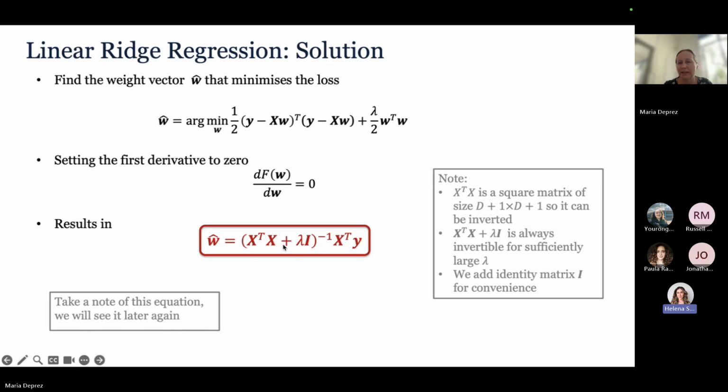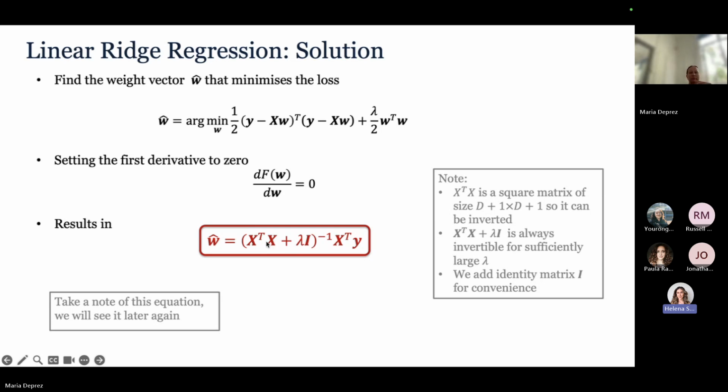So X transpose X will be D plus 1 times D plus 1, so it's basically a square matrix with the size that is linked to the number of features that we've got. And then this lambda term, we're adding lambda on the diagonal, and that stabilizes the inversion of the matrix. So for example, if you don't have enough data points or if they are too collinear, then this matrix might not be invertible. So that's the problem.